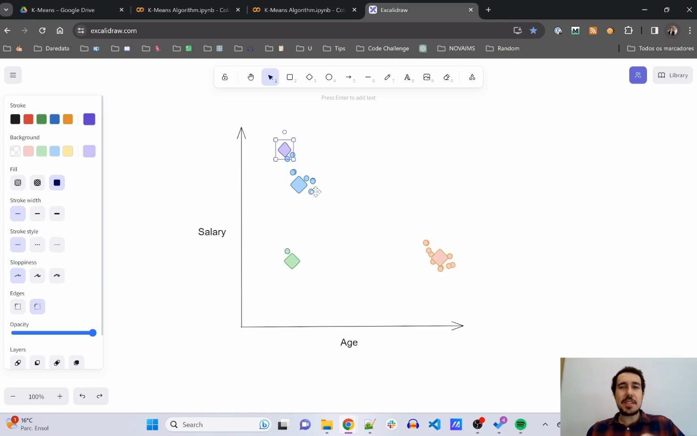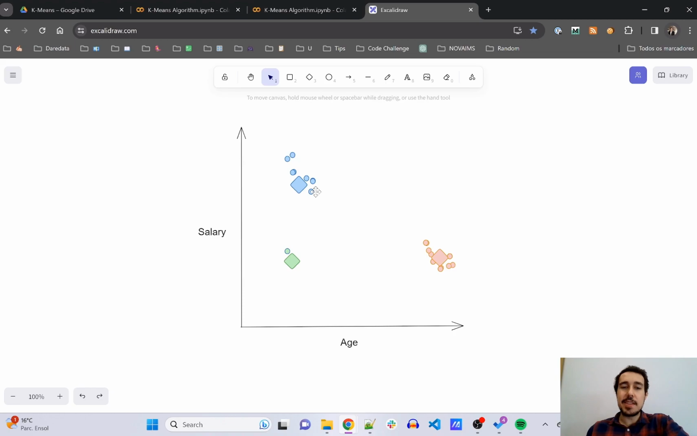I hope this makes sense, and I hope that you've understood this explanation of k-means. Now let's go to our notebook and implement this in Python.